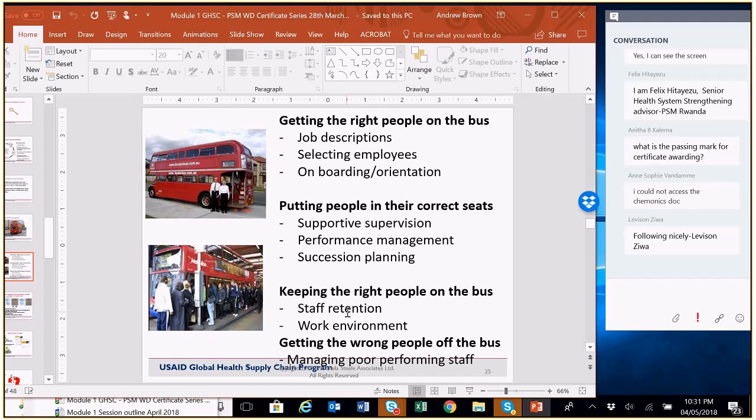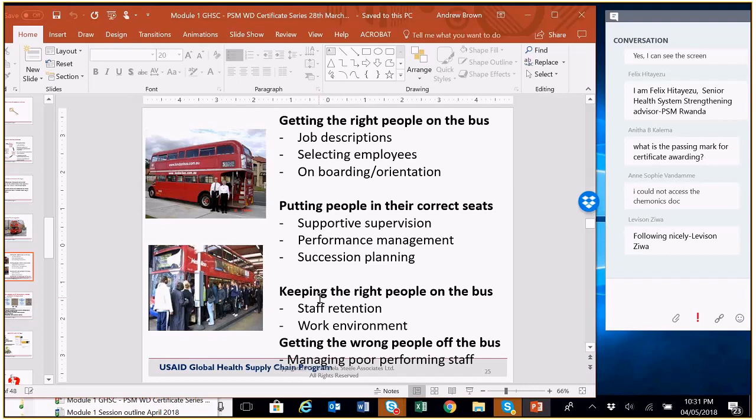The two things we want to think about in relation to that are staff retention and your work environment. Is your work environment conducive for staff? And do you have policies in place that seek to retain staff? Over the next couple of modules, we're going to talk about these things in more detail, but just a quick overview today.